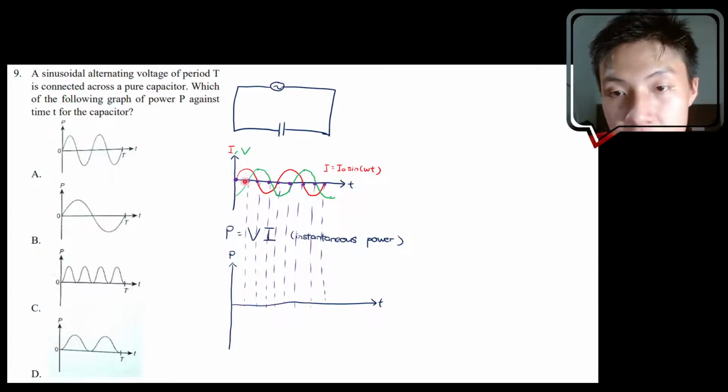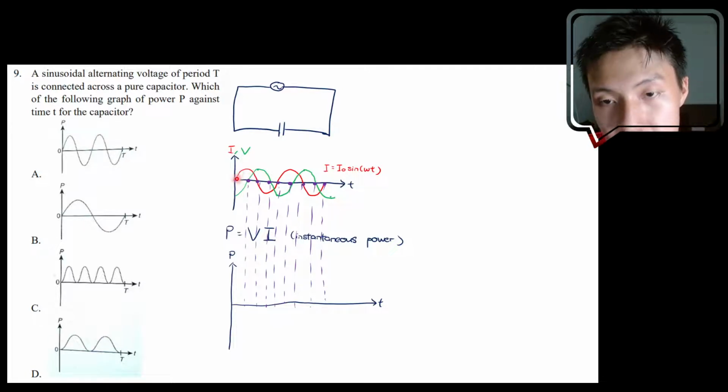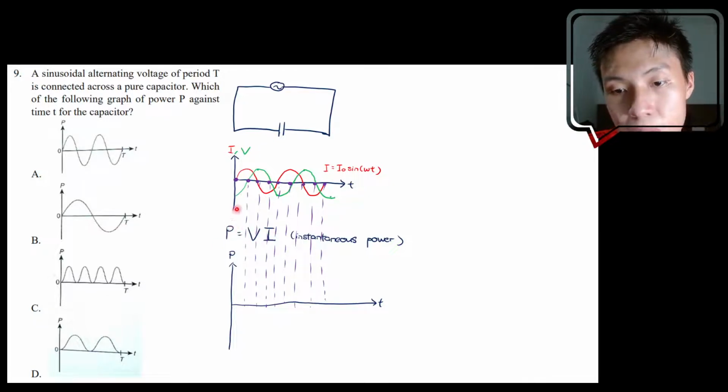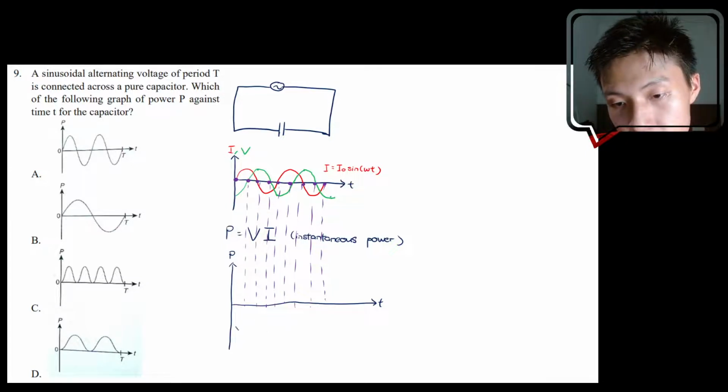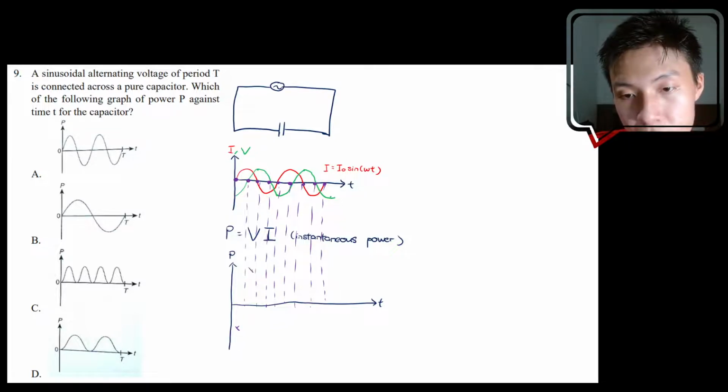Okay, so now let's see. The red color line, which is representing current, is at the positive region, whereas the voltage is at the negative region. So if you take negative V multiplied by positive I, you get a negative power. That means it should be at the bottom region over here. Okay, follow up. This region over here, the green line is above, the red line is also above the time axis. That means that the V and the I are both positive, therefore the power should also be positive. So it should be here.